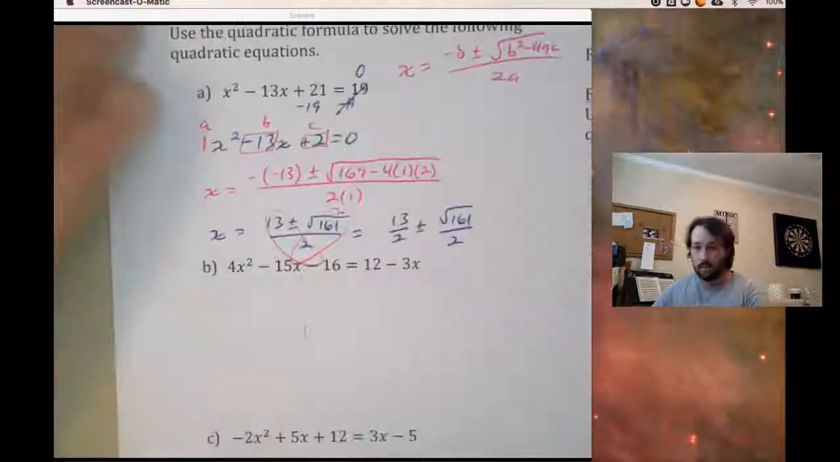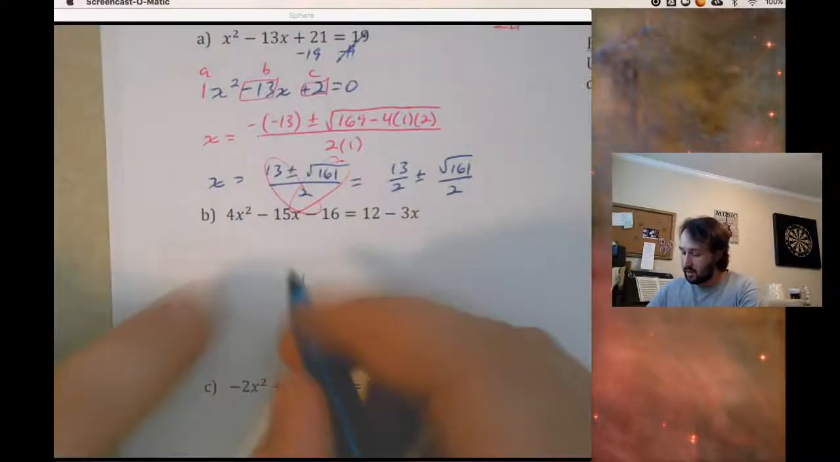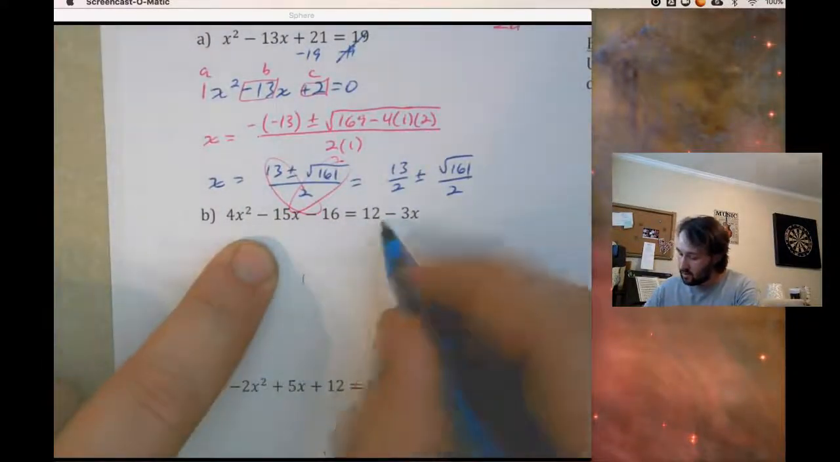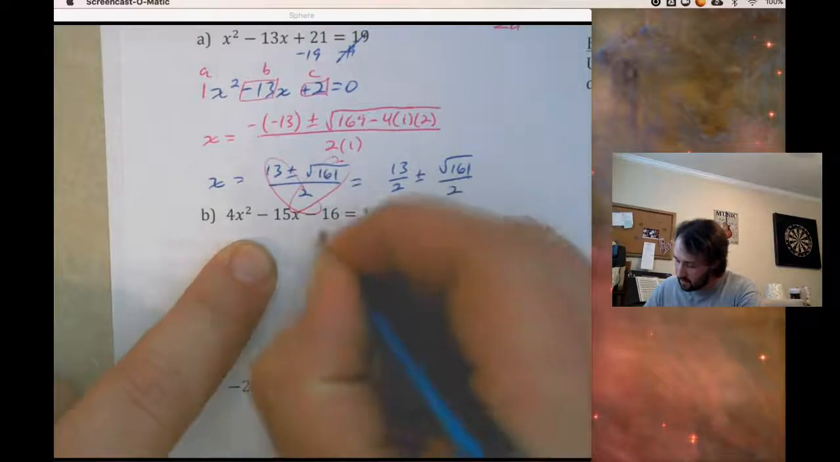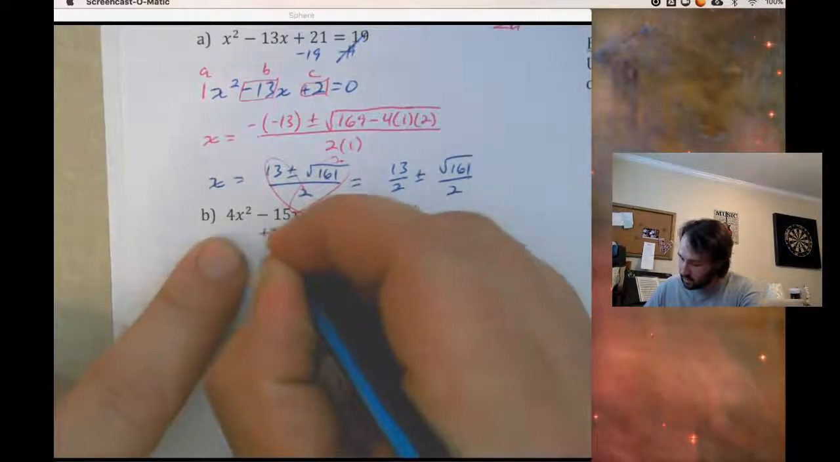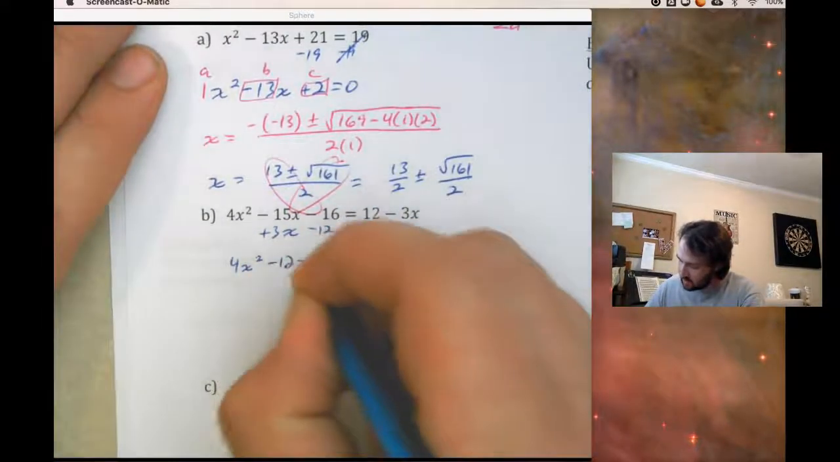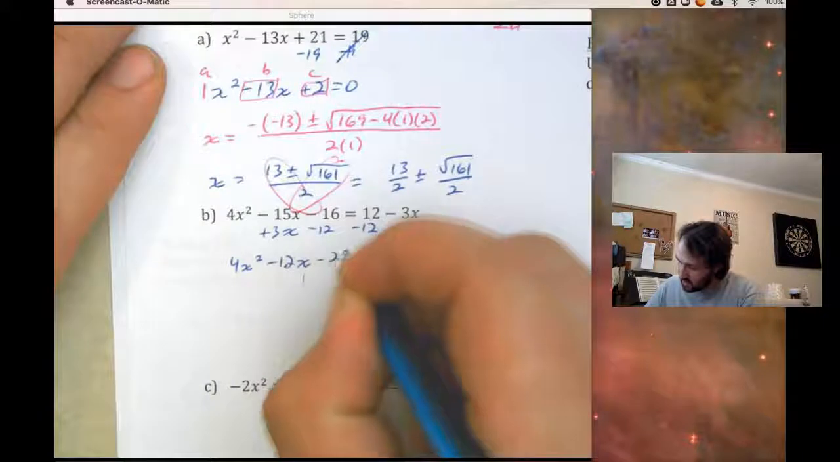All right, so part B here, another quadratic formula one. So notice we have 12 over here, so minus 12, minus 12. We have 3x, so plus 3x. Make sure you do the opposite thing. So we have 4x squared minus 12x minus 28 equals 0.